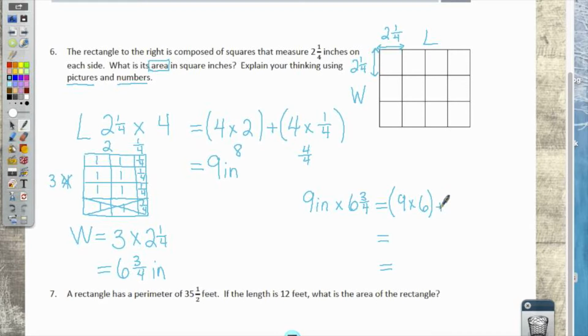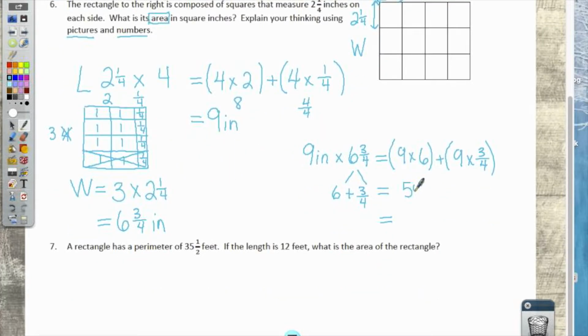And do you know the other one? 9 times 3/4. So really, boys and girls, this is like taking this 6 3/4 and decomposing it into 6 plus 3/4. Okay? I have to separate it so I can take 9 times both of them. The only other way to do it is turn this into an improper fraction, and I don't want to mess with that right now. Okay, so let's take a look at how to do this problem.